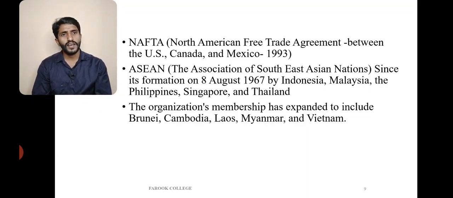Then ASEAN, the Association of Southeast Asian Nations, formed in 1967 by Indonesia, Malaysia, Philippines, Singapore and Thailand. Then the organization's membership has expanded to include Brunei, Cambodia, Laos, Myanmar, Vietnam. So all these countries are part of this. So these all are examples of a free trade area.